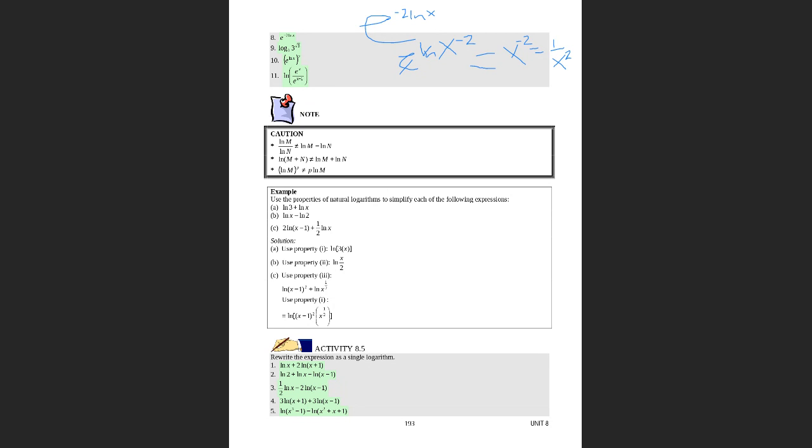So the next one we have log 3 exponent root 3. Now from the laws of log, we can have it the same as root 3 log 3. Now log 3 is the same as 1. So our answer will simply be root 3.